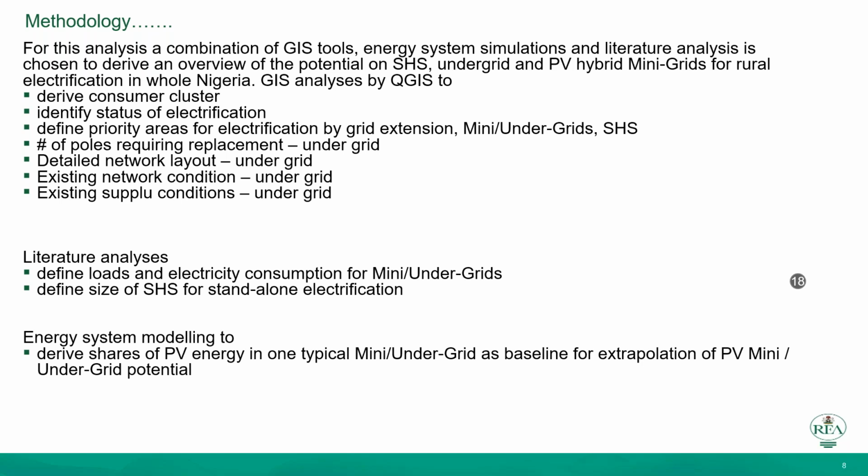But another good thing about this, if you look at the top part, you see number of poles requiring replacement. Now, there were elements of undergrid, which are things we look at when we want to deploy undergrid. You see the number of poles, the network layout, the condition, and the supply condition. All this is because there's an existing distribution grid, existing distribution infrastructure in place that needs to integrate with the solar home system, the solar PVs that the off-grid developers will be bringing under the mini grid scenario.